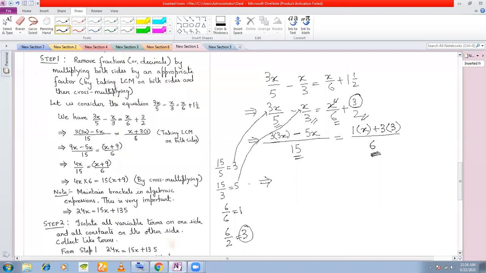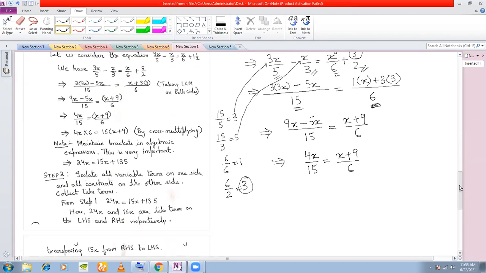Now we simplify. Okay, this is still step 1, remember. Now what you do is you multiply and simplify. 3 into 3x will give you 9x minus 5x divided by 15 is equal to 1 into x is x plus 3 into 3 is 9 divided by 6. Next step is, again you simplify this a little. 9x minus 5x, they are like terms, so you simplify. 4x divided by 15 is equal to x plus 9 divided by 6.